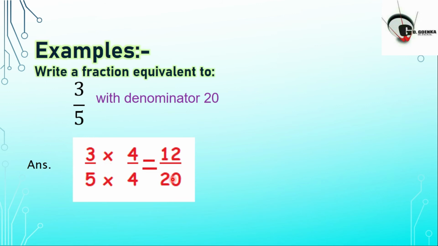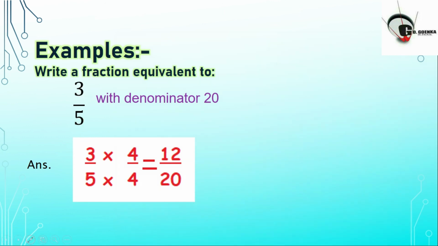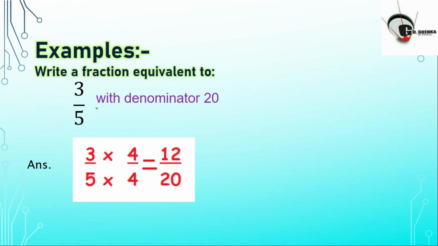I hope, children, you have understood how to find out the equivalent fraction. Similarly, if they are asking for the numerator, like 3 upon 5 with numerator, suppose 15. Okay, so by which number we have to multiply? 3 5s are 15. So I have to multiply 5 by 5 as well. So it will be 5 5s are 25. So like this we need to do these kinds of questions.